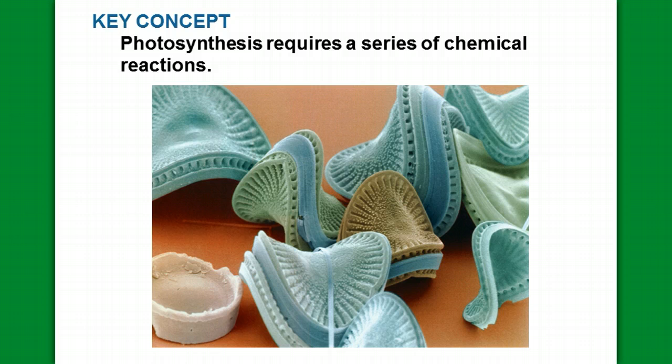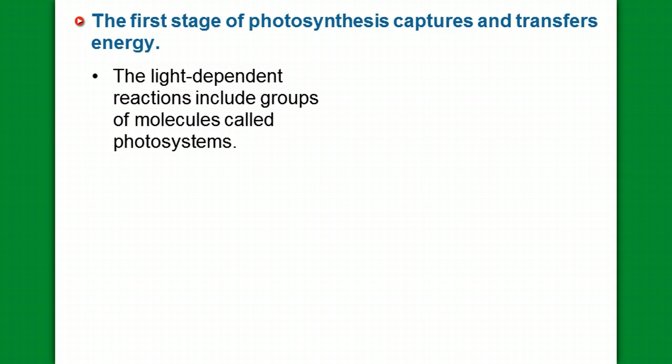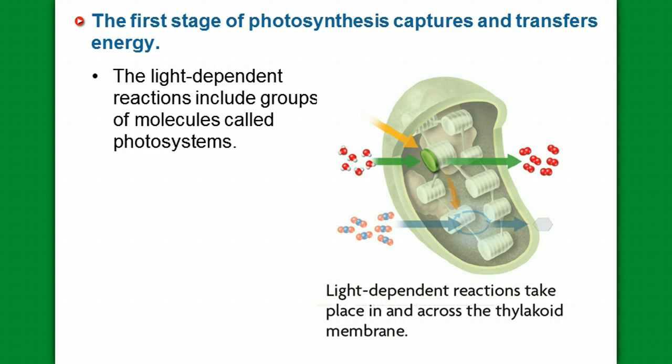So at this point, we're going to look at photosynthesis in more detail. Photosynthesis, remember, is a series of chemical reactions. That first stage captures and transfers energy, and we refer to those as the light-dependent reactions. They include groups of molecules called photosystems. Remember, they take place in the thylakoid membranes.